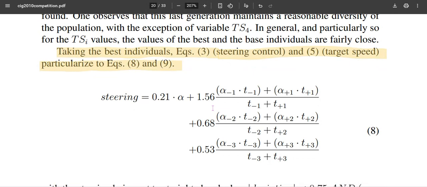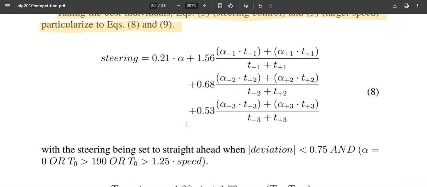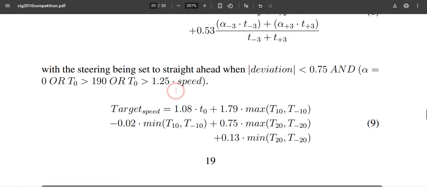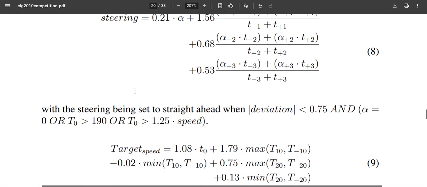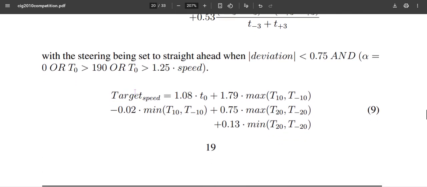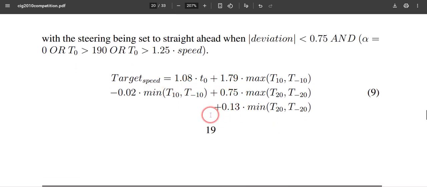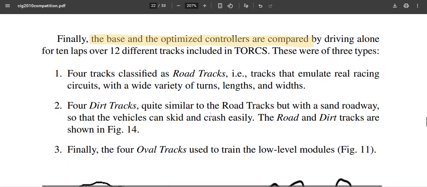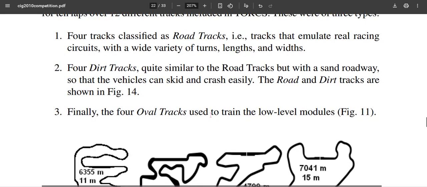The final steering values are being inputted into the previously mentioned equations, and this is the final equation that will be utilized for the car racing conditions: 0.21, 1.56, 0.68, 0.53. And for the straight conditions, these are the conditions that have to be utilized. And the ST5 parameters, somehow it has to be mentioned, I couldn't find them. Same thing, these TS parameters are being improvised here, and these 8 and 9 equations will be utilized for the final competitions.